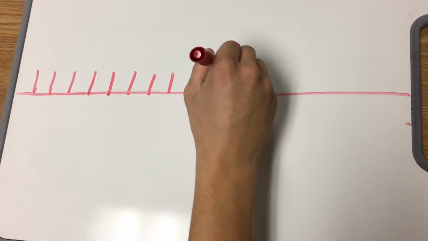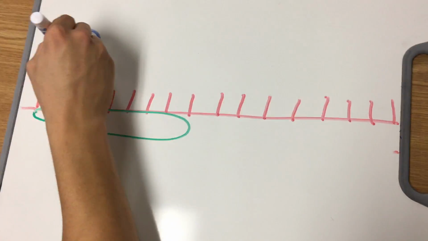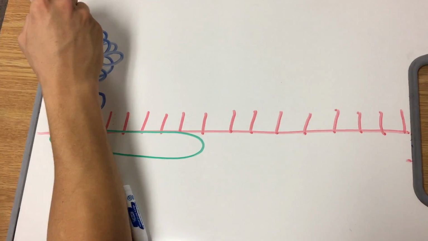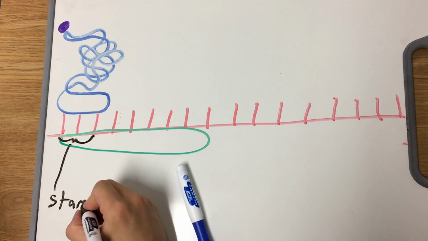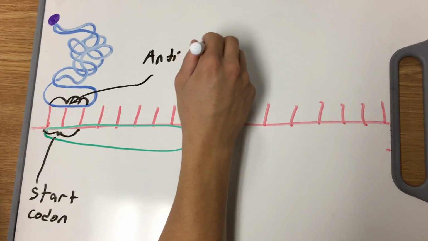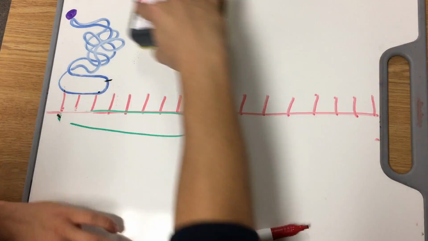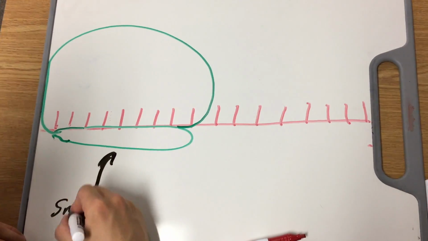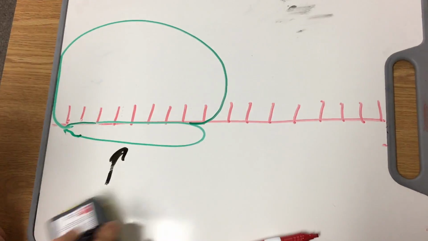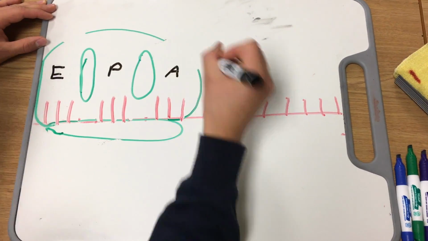The nitrogenous bases are grouped into triplets called codons. A small ribosomal subunit binds to the start codon of the mRNA strand as a tRNA molecule binds to the start codon with an anticodon. Once the initiator tRNA binds to the start codon, a large ribosomal subunit binds to form a translation complex, which has three sites, E, P, and A.